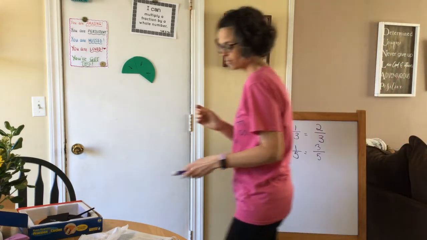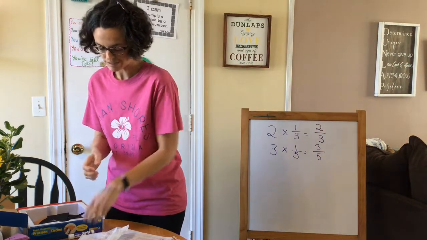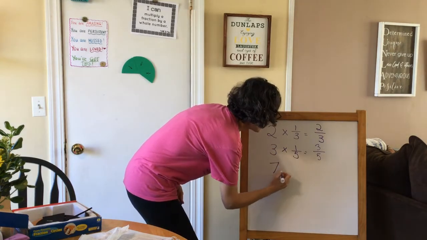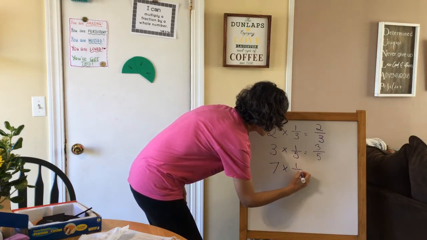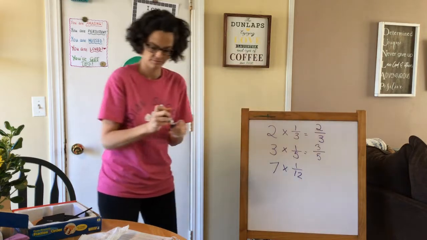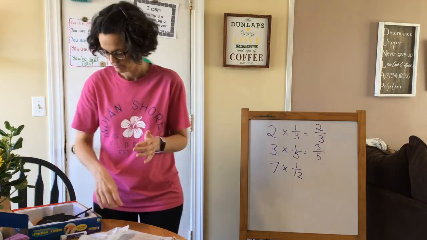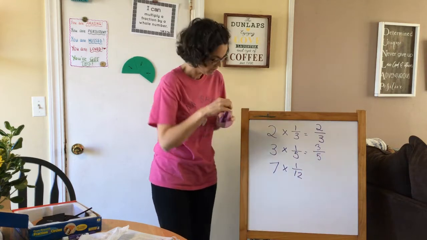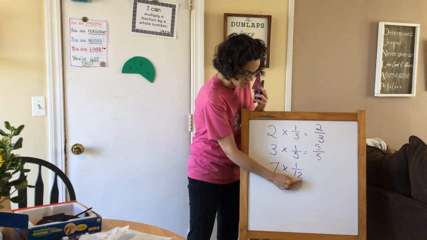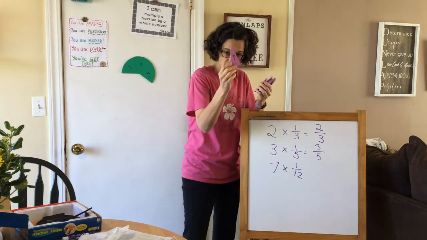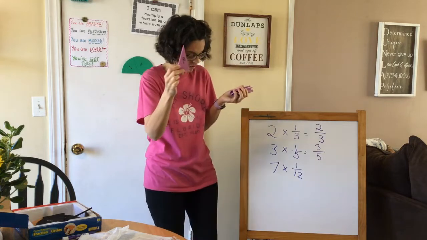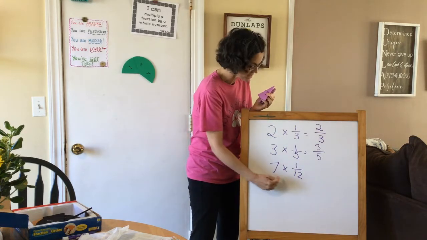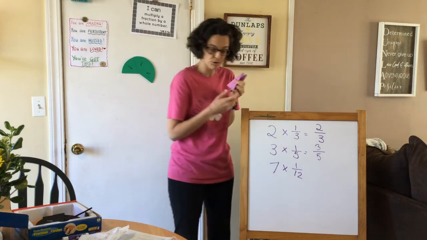All right, let's look for another one. I don't know. Let's do 7 times 1/12. Okay, so here are my 12ths, and look, they're smaller pieces because my denominator is bigger. So look, I'm going to cut it at a 12th. It's going to be a lot smaller. So now I have 7 groups of 1/12. 7 times 1/12. 7 groups of 1/12.